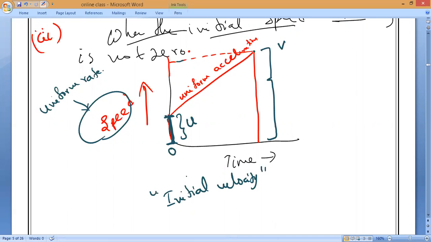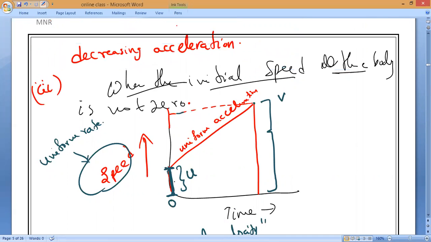Since the body's initial velocity is not zero, we should not take the graph from zero. It is lifted up a little bit, and later the body is moving with uniform motion. So we can say it is uniform acceleration. What do we call it? It is called uniform acceleration. Is it okay, everybody? Please respond.